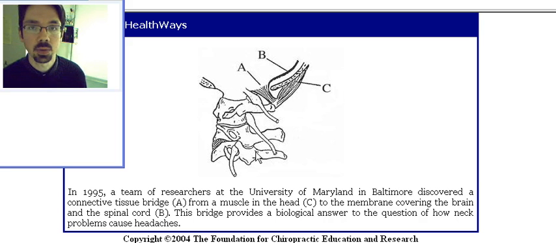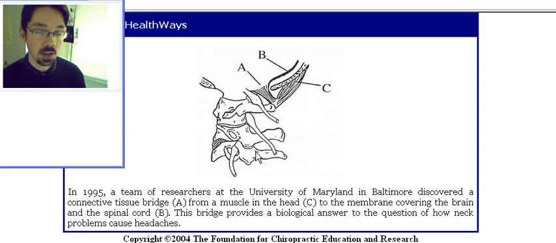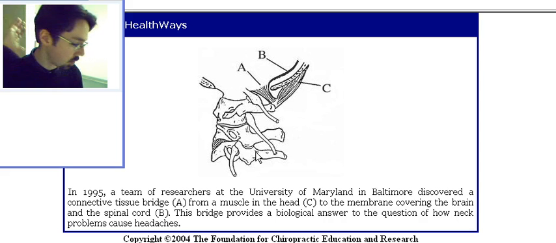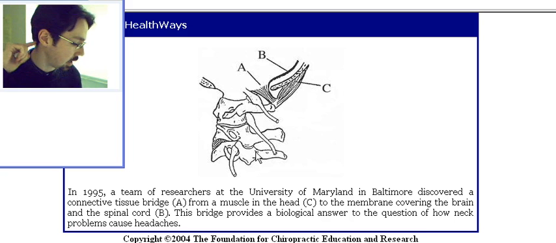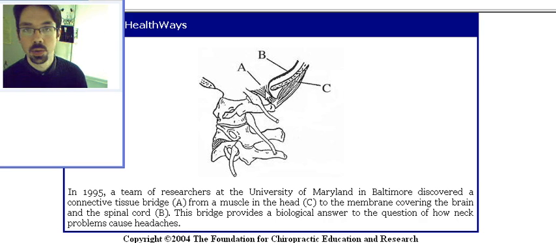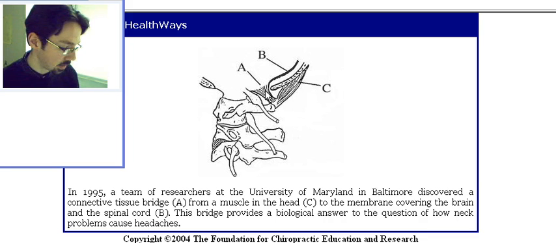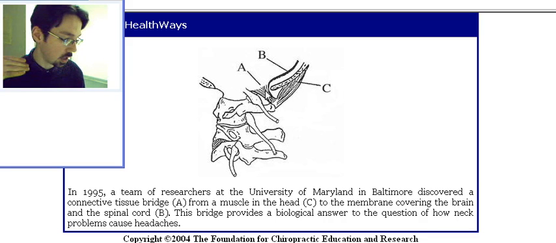There might be pain in the head coming from the neck. And while there are other reasons, this is a really strong argument. What you're seeing in front of you is a picture of a connective tissue bridge from the musculature at the back of the head, muscles involved with balancing and the motion of the head, connecting to the dura, a sheath over the spinal cord at the back of the head. This connective tissue bridge was discovered in the mid-1990s in Baltimore, and here was one definitive reason anatomically why a headache could be in the head, but actually start in the neck.